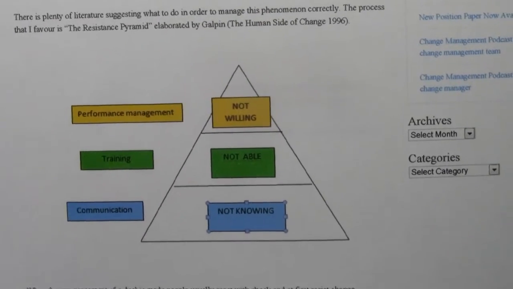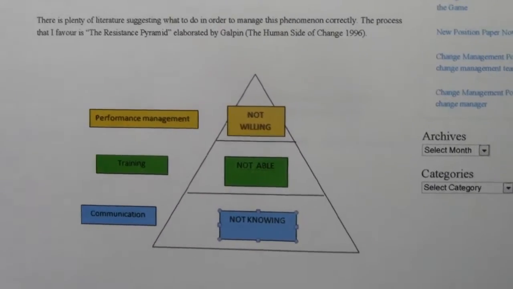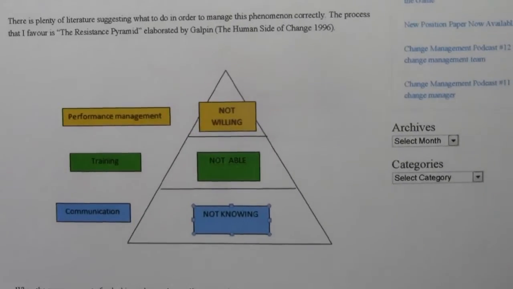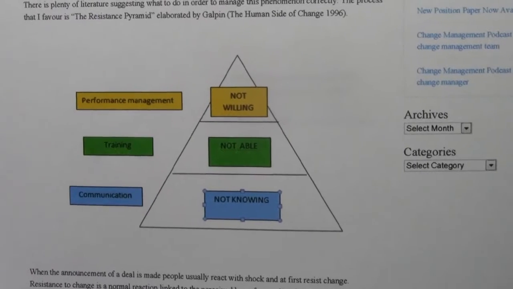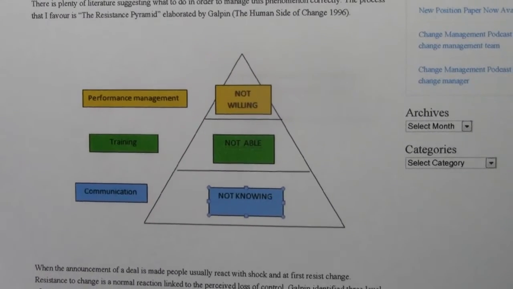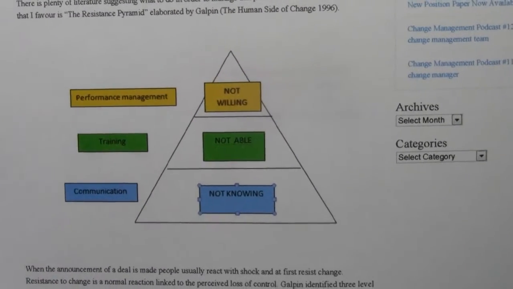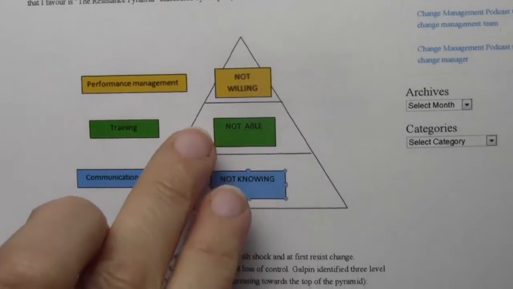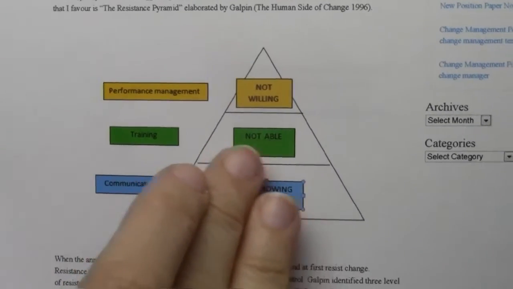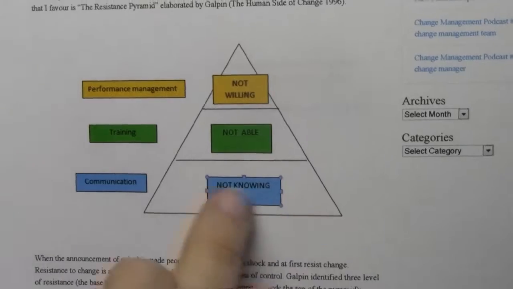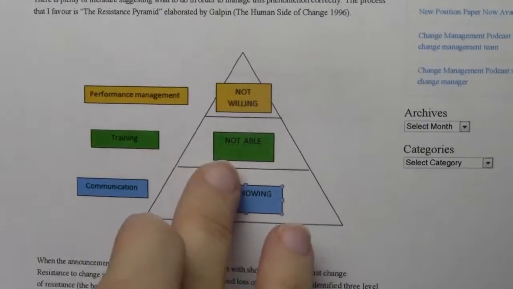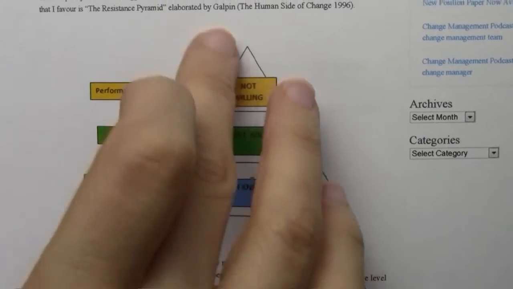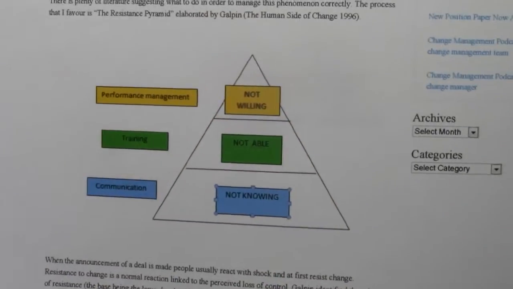As we said, when we introduce change, for example a new software, people may be in a position whereby they do require some training on how to deal with a specific software. And therefore, in order to get through this level of resistance, communication will not be sufficient because people will need to be trained.